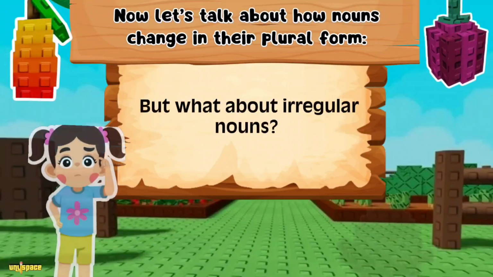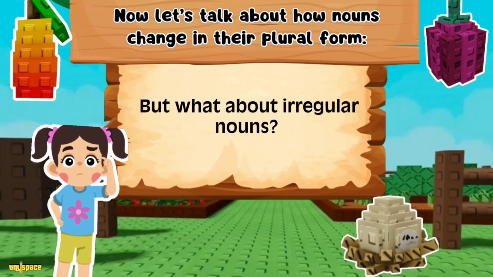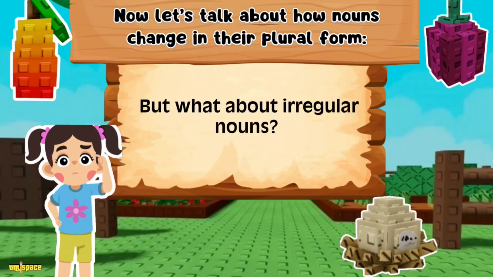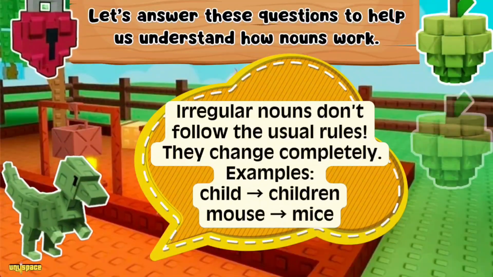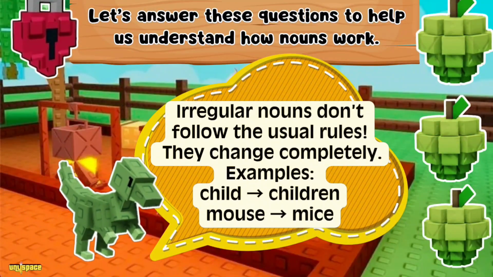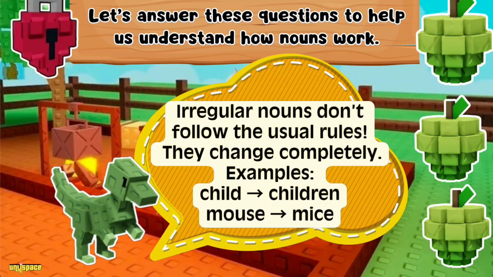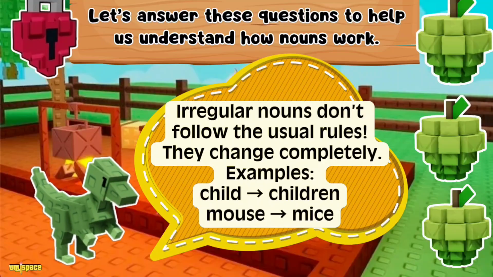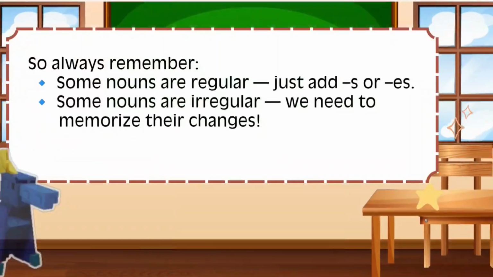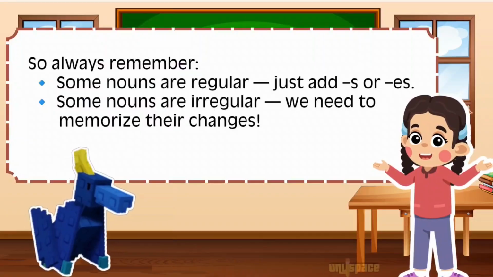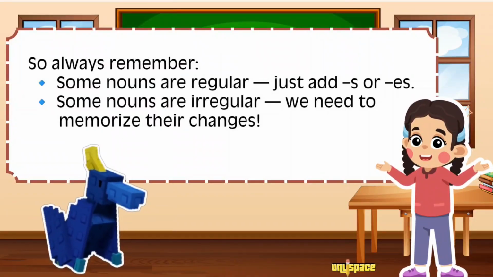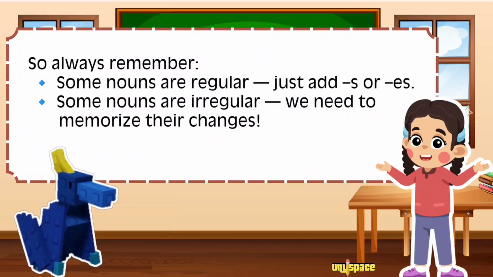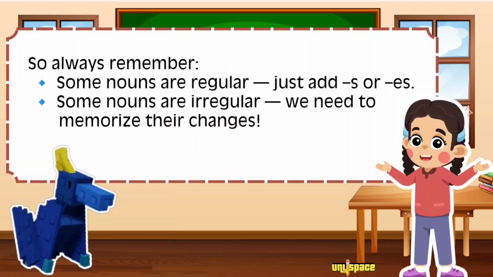But what about irregular nouns? Irregular nouns don't follow the usual rules. They change completely. Examples, child, children, mouse, mice. So always remember, some nouns are regular. Just add S or ES. Some nouns are irregular. We need to memorize their changes.